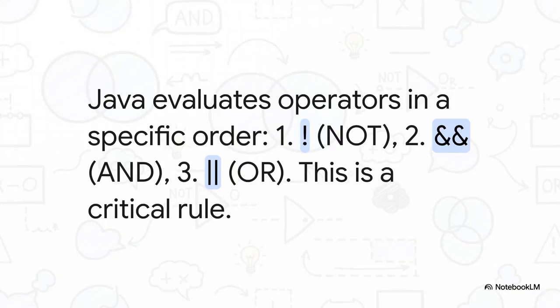Now this is super important. Just like you have PEMDAS in math class, Java evaluates these operators in a specific order. It always does not first. Then it handles all the ands, and finally, last on the list, is or. You gotta remember this order, because getting it wrong will totally change the answer. It's one of those details that's absolutely crucial.